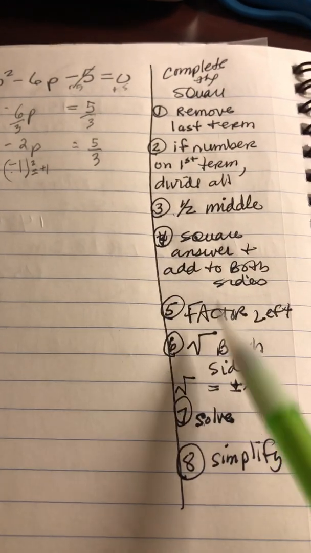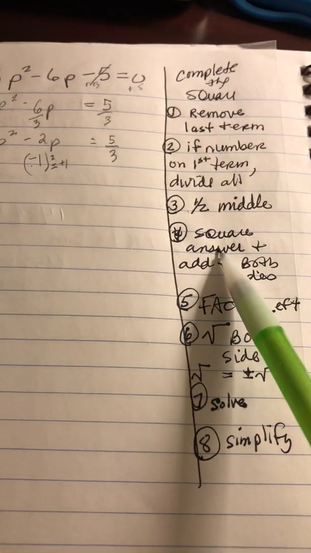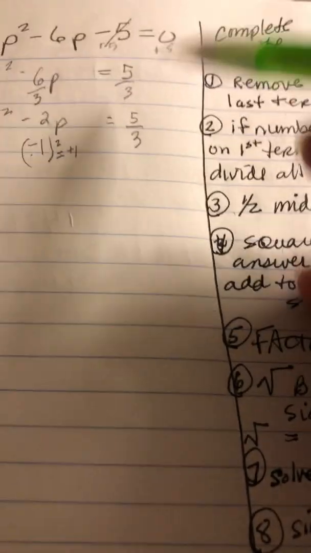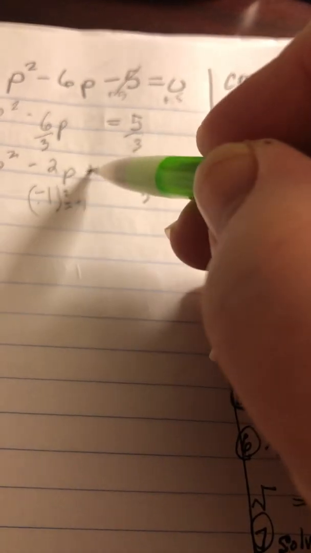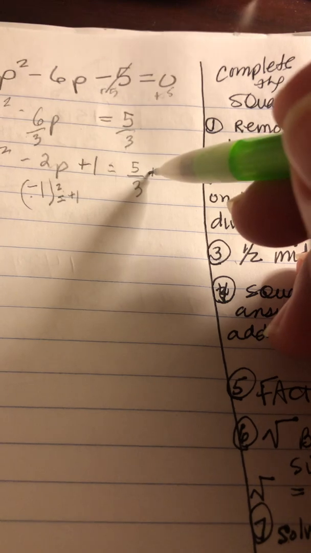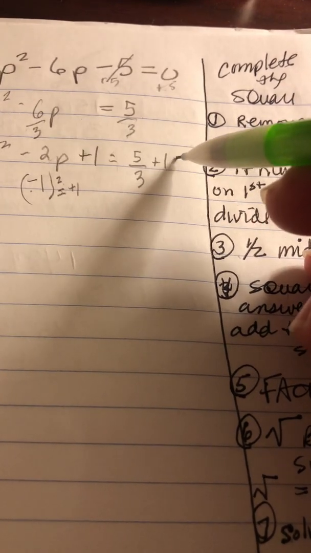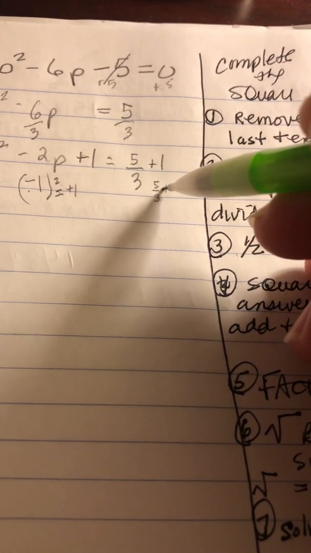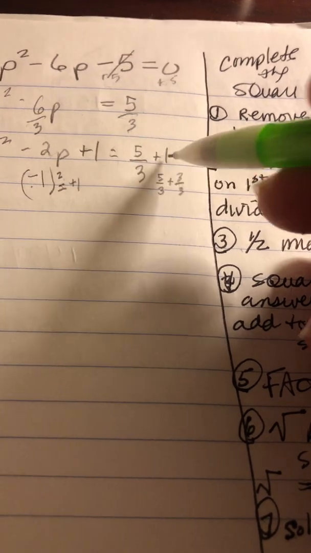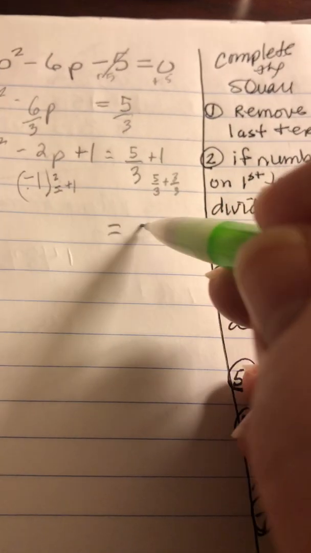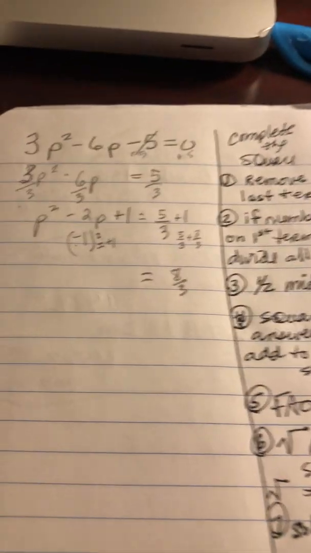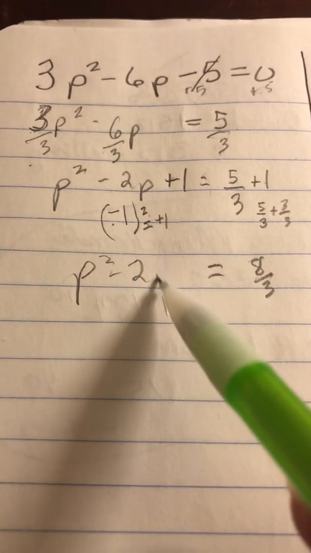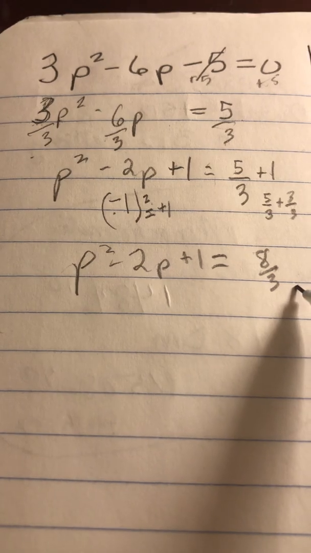So it says take half of the middle term, square that answer, which was -1, and then add it to both sides. So we're going to add 1 to both sides of the equation. So we get +1 here and +1 here. Now 1 in this case means 3/3. 1 plus 5/3 is the same as 5/3 plus 3/3, because 3/3 is 1. So we get 8/3 here. All right, so now we have p squared minus 2p plus 1 equals 8/3.